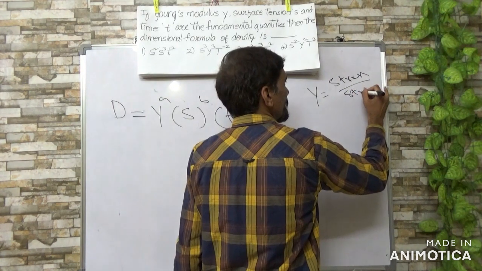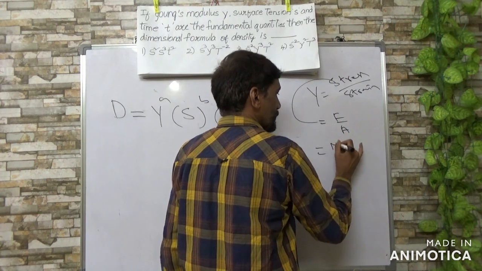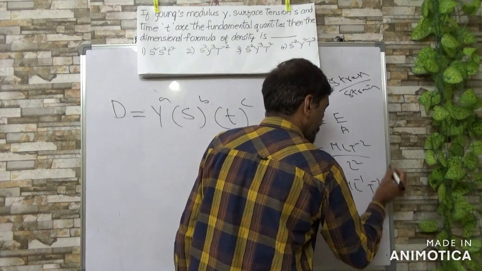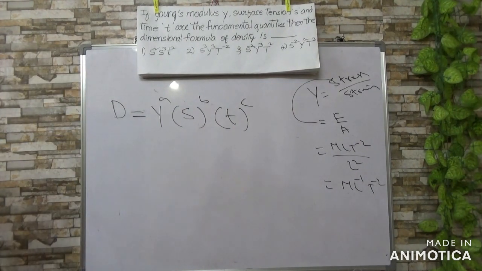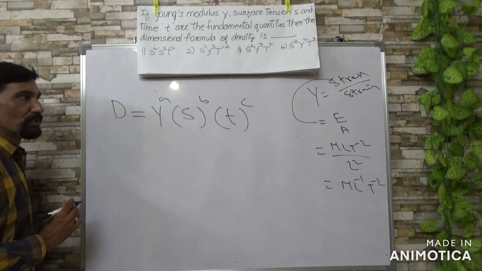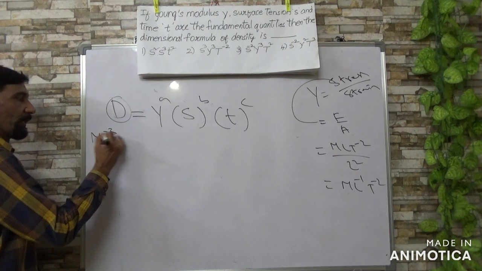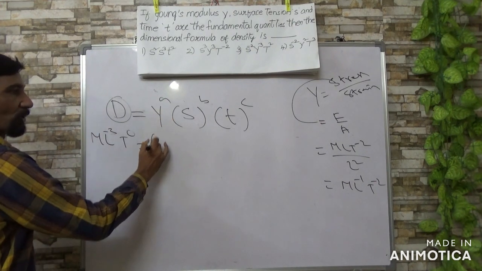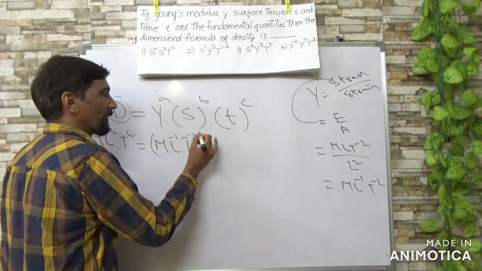Force by area. Force is M L T power minus 2, so it is nothing but M L inverse T power minus 2. So remember, Young's modulus, stress, pressure, all have the same dimensional formula. Density, of course all of you know, is mass by volume, so M L power minus 3, T power 0. Next, Young's modulus, M L inverse T power minus 2, whole power A.